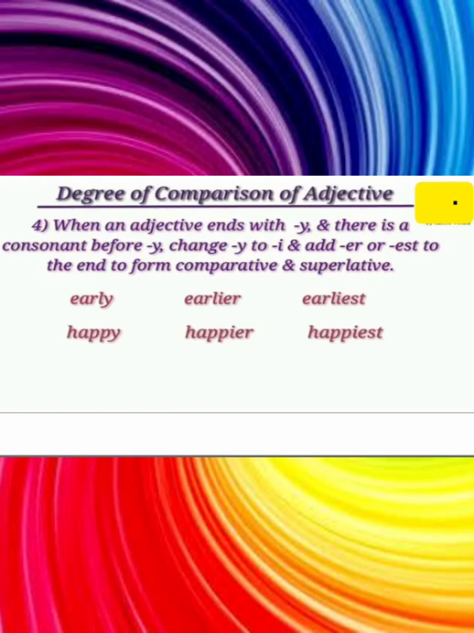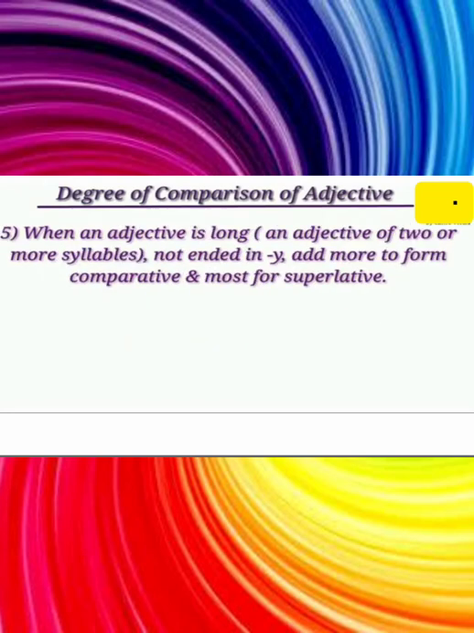Now we'll move into the next rule. When an adjective is long, an adjective of two or more syllables, not ended in y, add more to form comparative and most for superlative. Now this rule is based on syllables. So for understanding this, you must know what a syllable is.